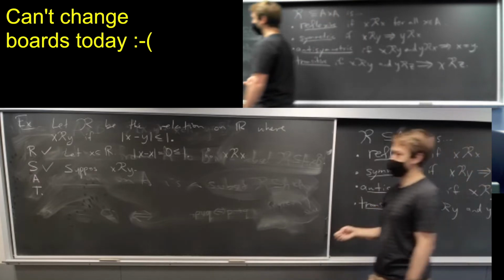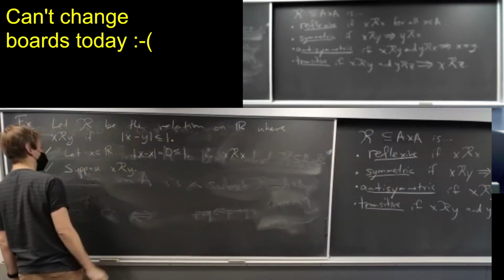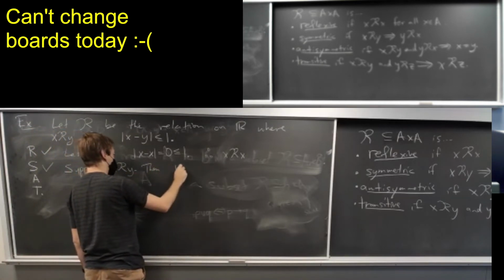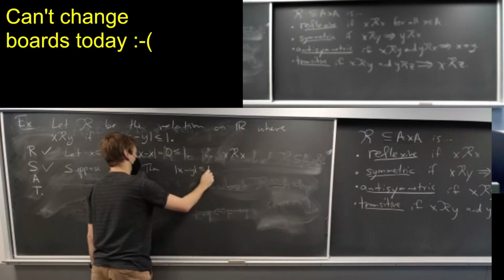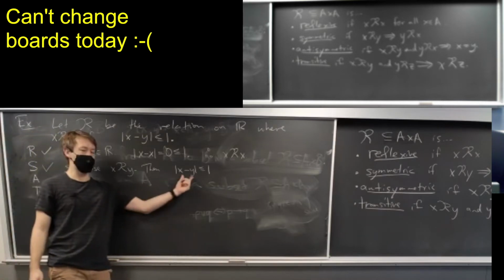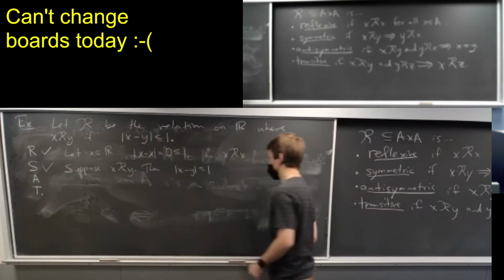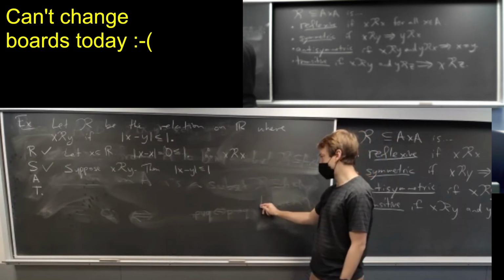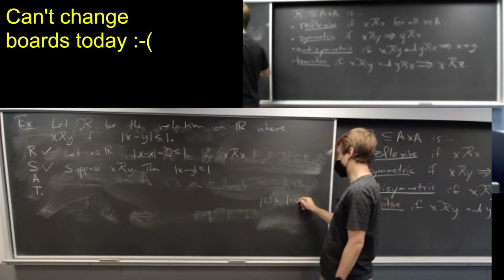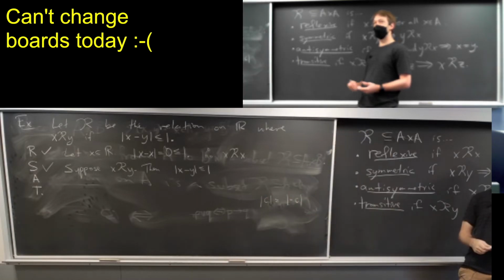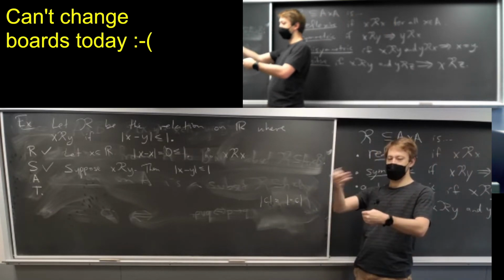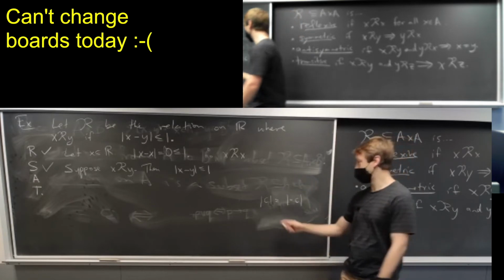So let's suppose x is related to y. Then, if x is related to y, it means that the distance between them is at most 1, or the absolute value of x minus y is at most 1. But here's a fact about absolute values. If I take the absolute value of some number, let's say c, it's the same as the absolute value of negative c. Are we familiar with absolute values? We've seen these things before, right? You just take a number and make it positive. If it's negative 1, it becomes 1. Negative 100 becomes 100.